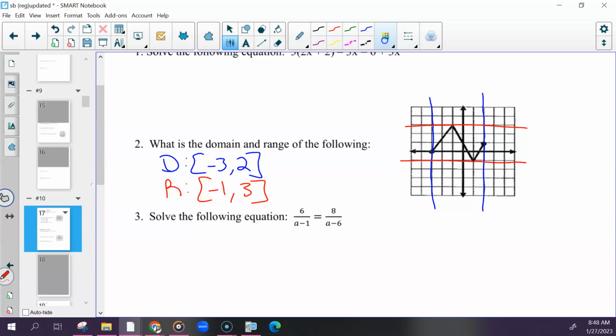Other questions on the short right? Okay.